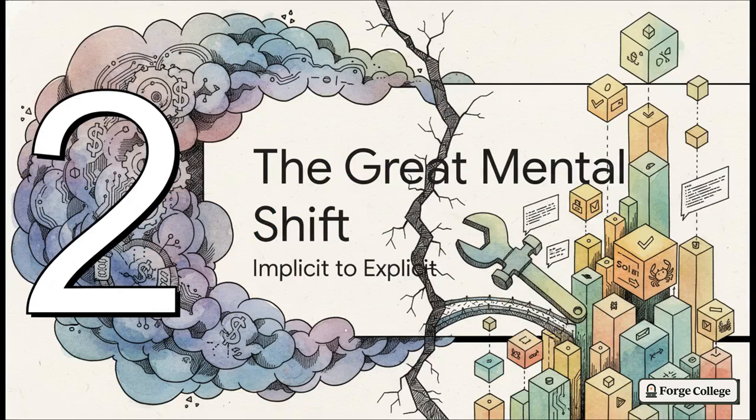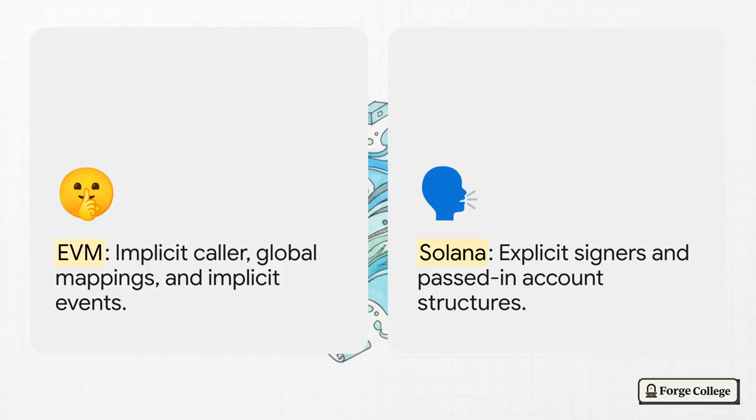Moving on to Section 2, the great mental shift, we are going from implicit to explicit. Now this right here is honestly the biggest foundational shift of your entire migration journey. To put it simply, the EVM is basically your overly trusting roommate who leaves their wallet sitting out on the kitchen counter and relies heavily on implicit callers like msg.sender and global storage mappings that just sort of exist in the background environment. Solana is like a strict, no-nonsense bank teller.